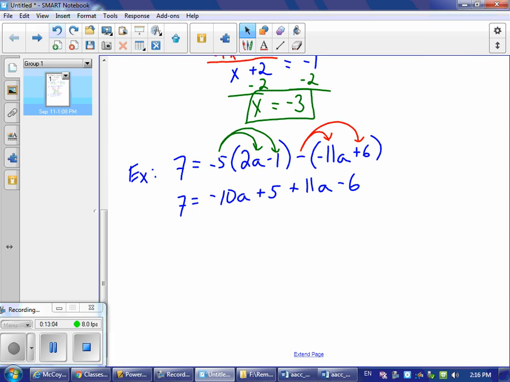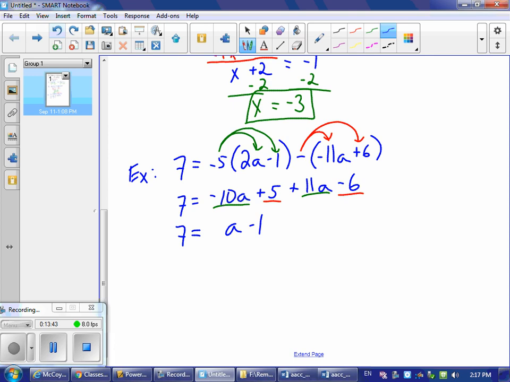Now we'll combine our like terms. A negative 10a and an 11a, and it looks like I've got a 5 and a negative 6. Combine those before I do any solving yet. So the left side stays 7, don't lose it. Negative 10a plus 11a puts us at positive 1a. We don't typically write the positive 1, just write the a. Then I've got a 5 and a negative 6, which gets us to negative 1. So now we're at a minus 1.